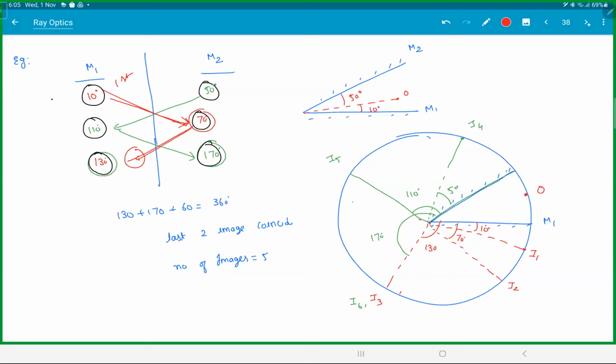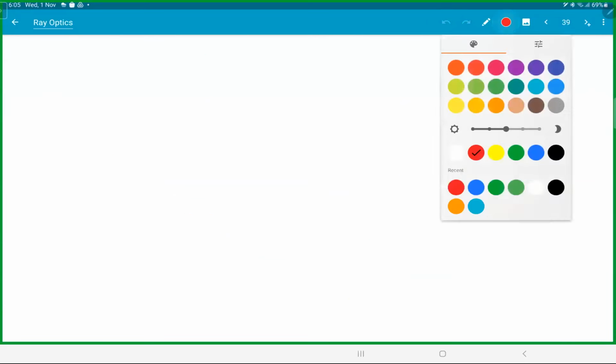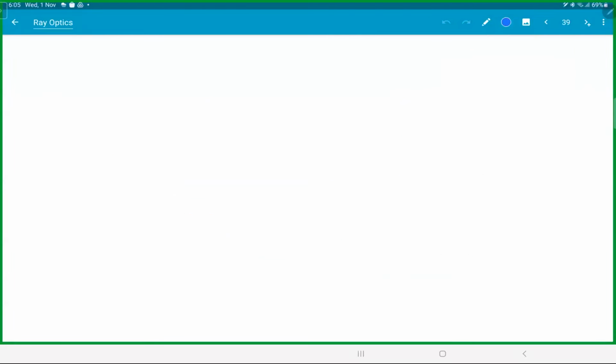The other angle is 50. 50 plus 60 is 110, 110 plus 60 is 170. After that, it is gone. So in total, we have around 6 images, and when you add all of them, we get 360. That means the 130 image and the 170 image coincide. So in reality, there are only 5 images. Got the basic idea about it? Let's do one problem, and then one or two more. We'll get the hang of this.